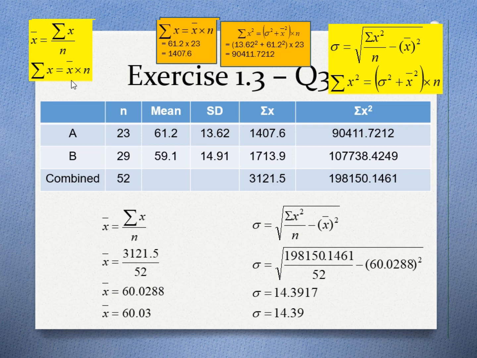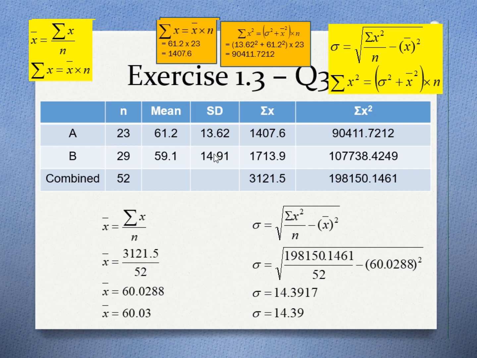Sigma x is mean times n. So it's easy. And one more thing is I want you to put it in order like that. It's up to you if you don't want to. You don't need to draw lines, just put it in order. For set A, you write n, mean, standard deviation. For set B, you write n, mean, standard deviation.